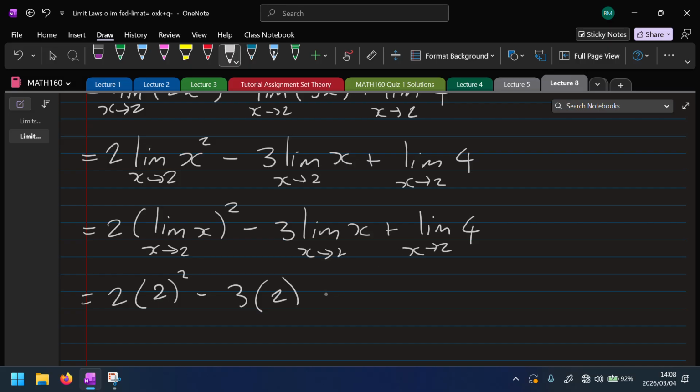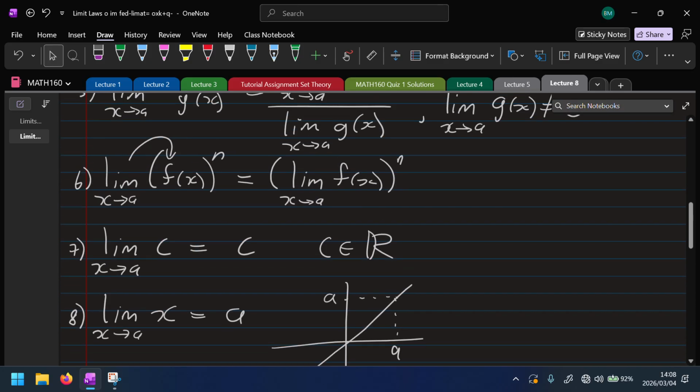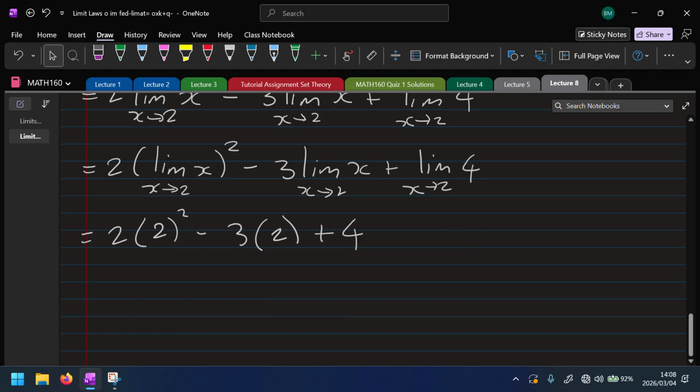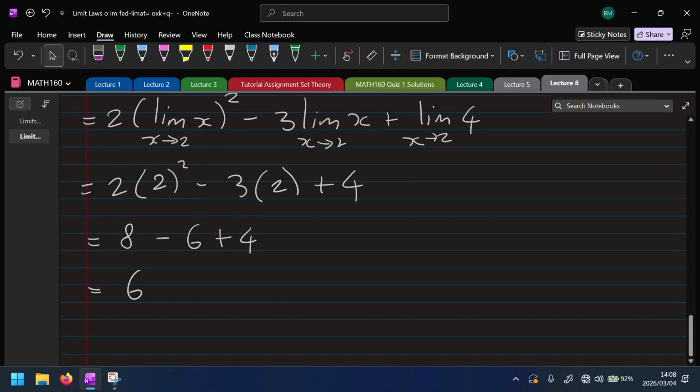And finally, for the last one, we're going to use limit law number 7. The limit of a constant is just the constant, so the limit of 4 is 4. This will be equal to 2 times 4, which is 8, minus 6 plus 4. You get 6. Everyone see the steps that we followed? Each step we just used one of the limit laws to get to the next step.